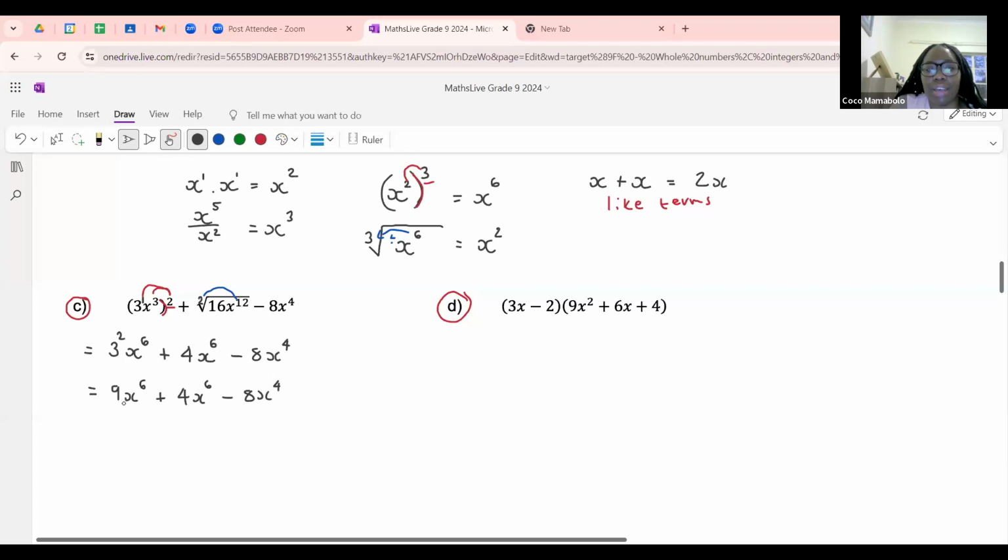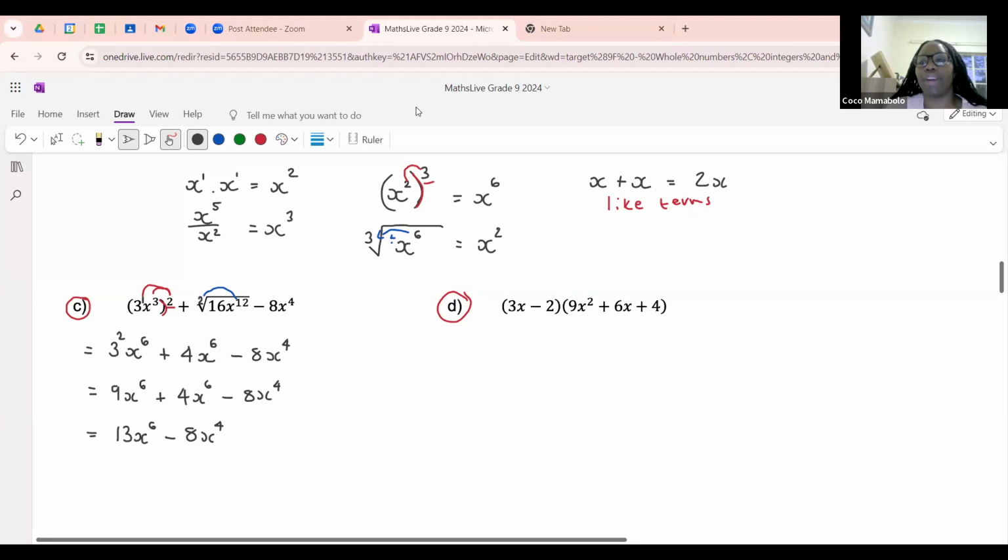Now, in this case, I've got these two. I've got like terms, right? I can see my two like terms. It'll be 9x to the power of 6 and 4x to the power of 6. I can add those two, and that is going to give me 13x to the power of 6 minus 8x to the power of 4. We're not going to be able to add that one to those two because it doesn't have the same exponent. They're not like terms. All right. Are we together here? Everyone okay with that? Cool. All right.